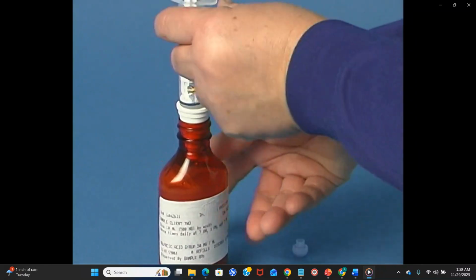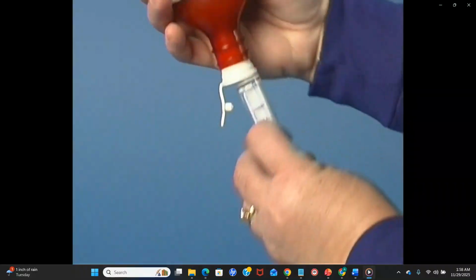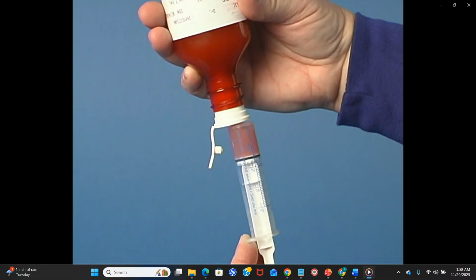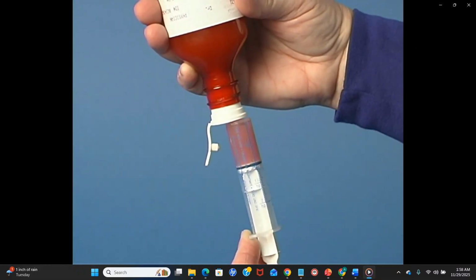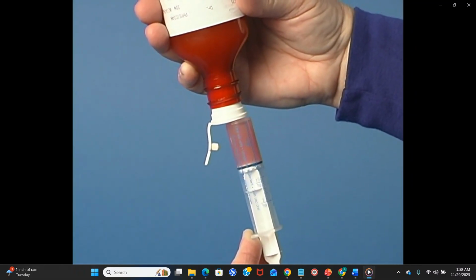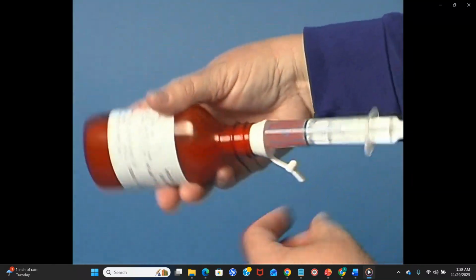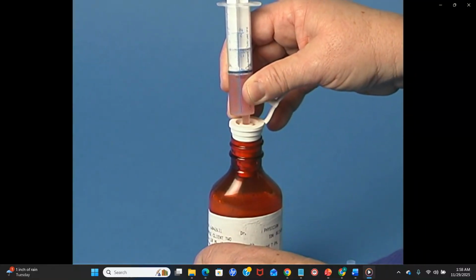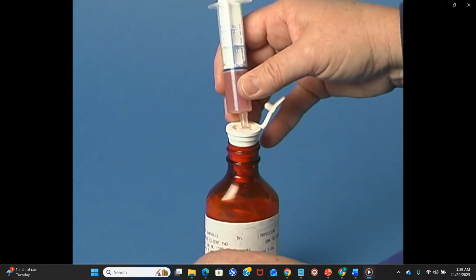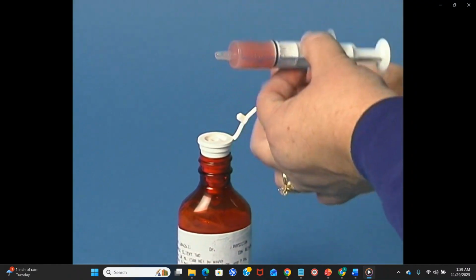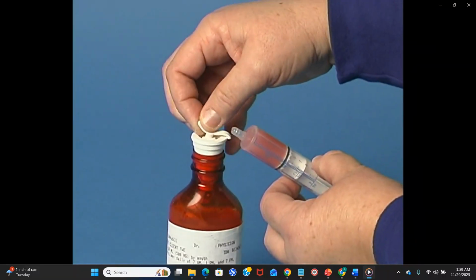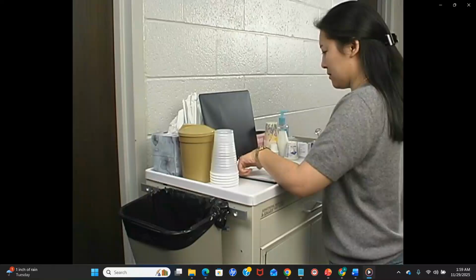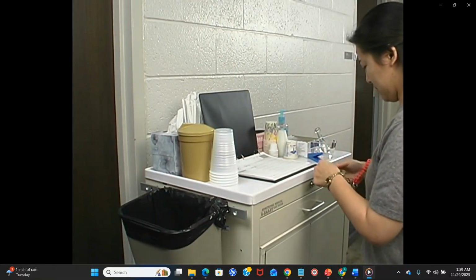After inserting the oral syringe, invert the bottle and withdraw the exact amount of medication listed on the MAR. Turn the bottle upright and withdraw the syringe. Close the stopper on the bottle and return the medication to its storage place. Always perform the 6 rites of medication administration.